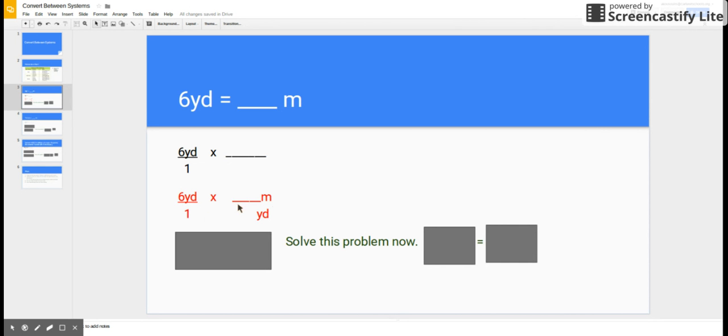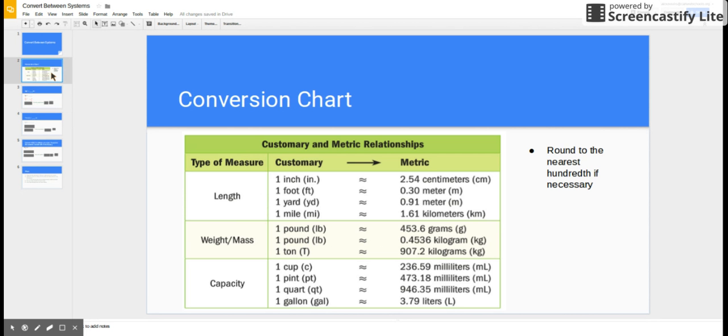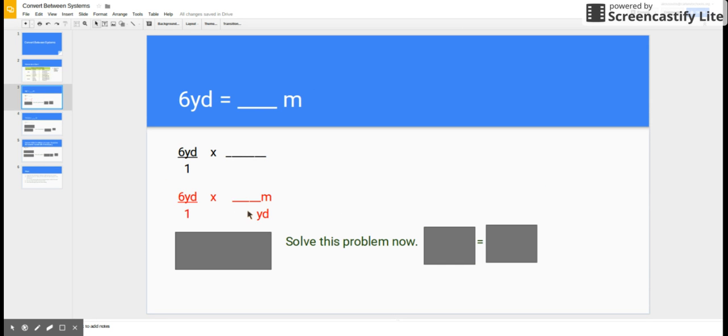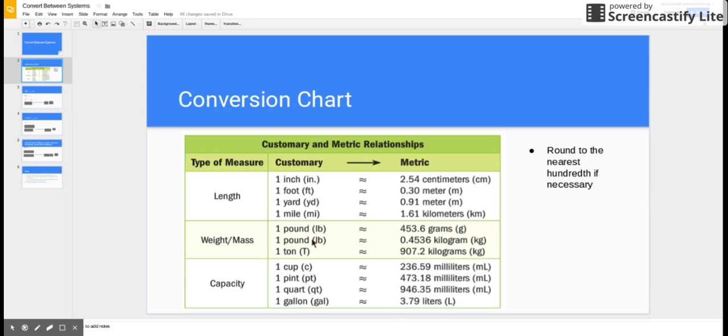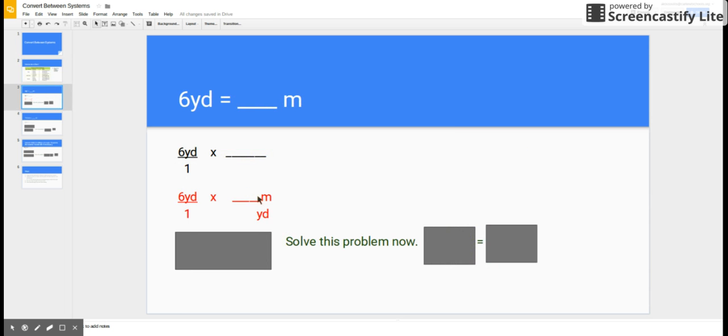Now I'm going to ask that you go back to your chart and fill in the ratio using the chart. So we're looking for meters and yards. Okay, well, 1 yard here is equal to 0.91 meters. So I'm going to go back to my problem. I'm going to put the 1 here, right? Because that's 1 yard is equal to 0.91 meters. So I'm going to put 0.91 here where the meters is.